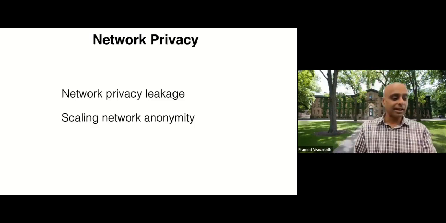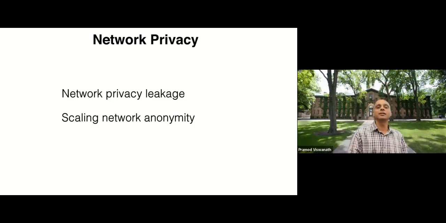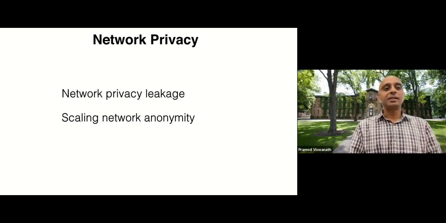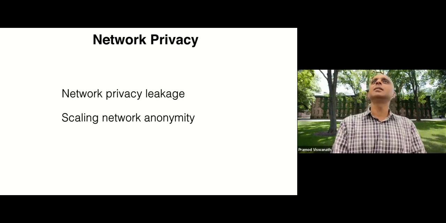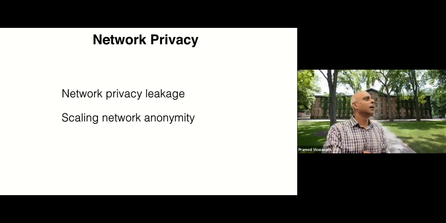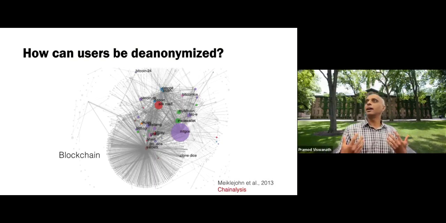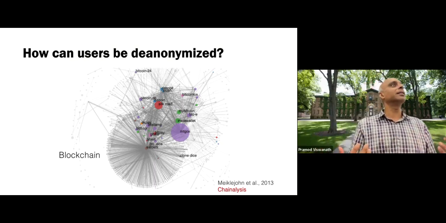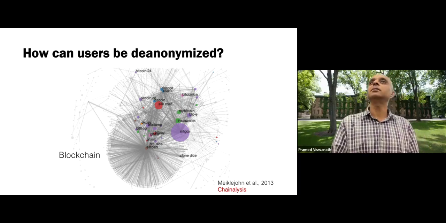Okay, I do want to cover in the last 10 minutes the second part, which is that the network can leak privacy. So how can users be de-anonymized? Well, all you know about a user is their wallet and the IP address. So how do you link it to anyone else?